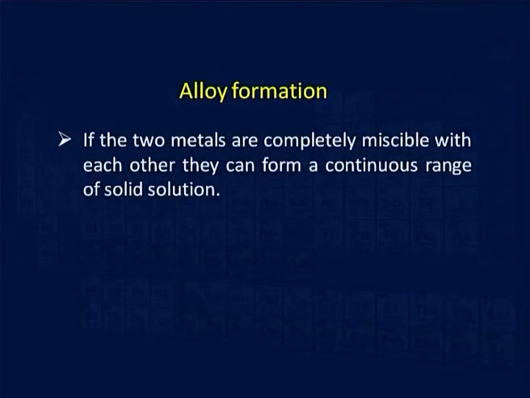The first one is the substitutional alloy. In the substitutional alloy, the random replacement of one metal ion by the other metal ion in their crystal lattice occurs. For this purpose, both the metal ions should be completely miscible with each other and they should form a continuous range of a solid solution.